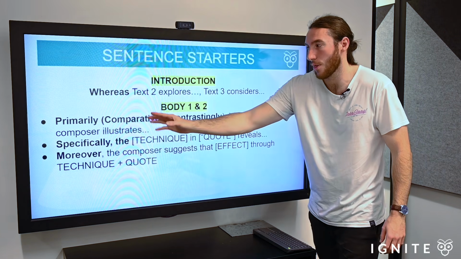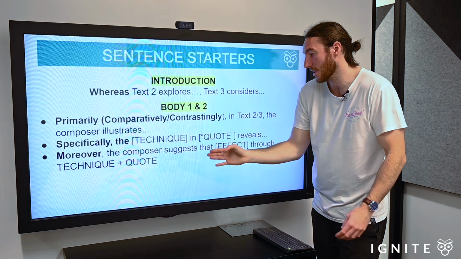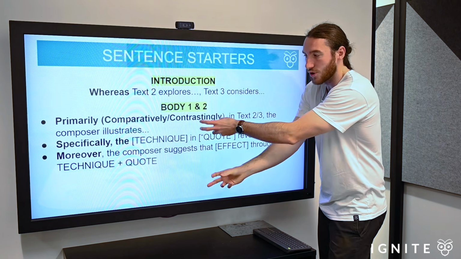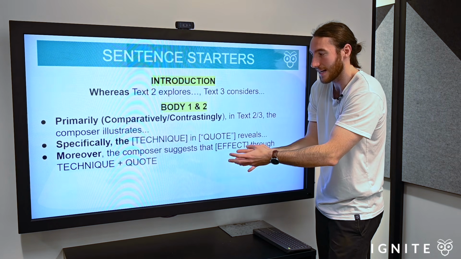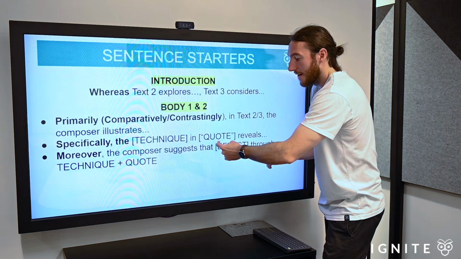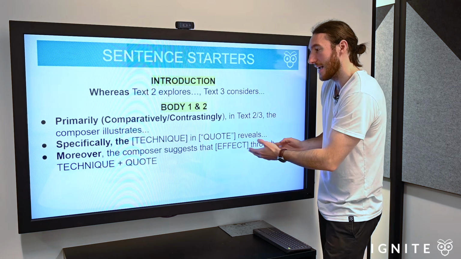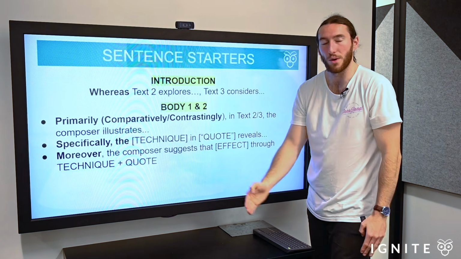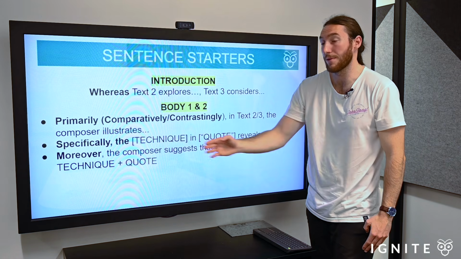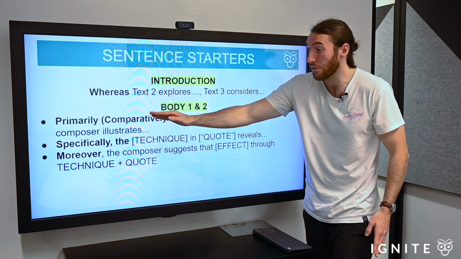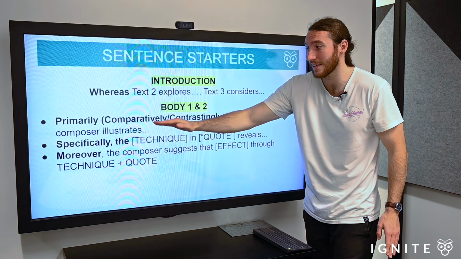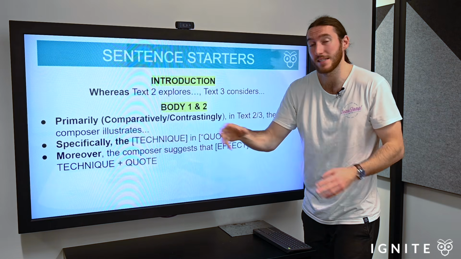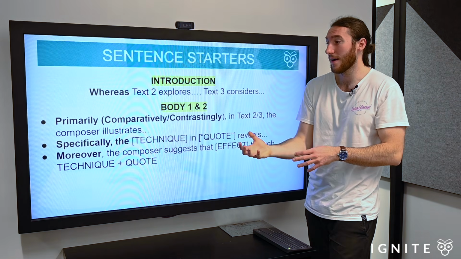"Moreover" is a good third sentence here. "The composer suggests that", and now that's just a different way of structuring the sentence. You don't have to follow that exactly, but you can start by saying the effect and then actually say the evidence that supports that effect. Okay, and that should be in relation to the question as well. So if you do 3 strong sentences there, a topic sentence and 2 bits of evidence that are explained in relation to the question, then that's great.